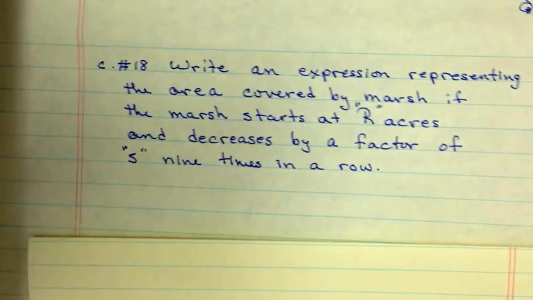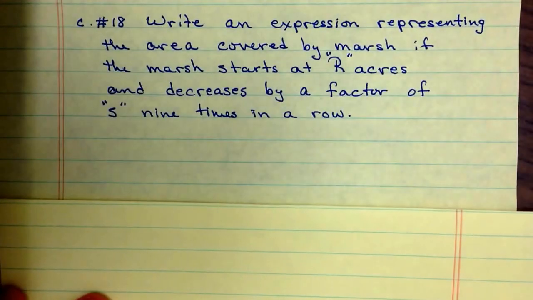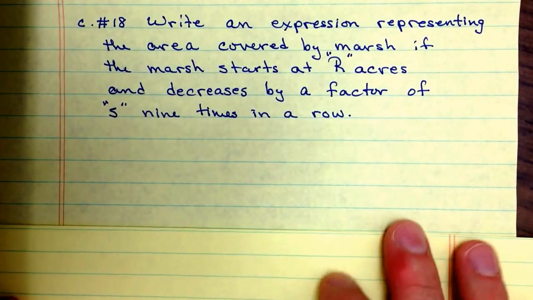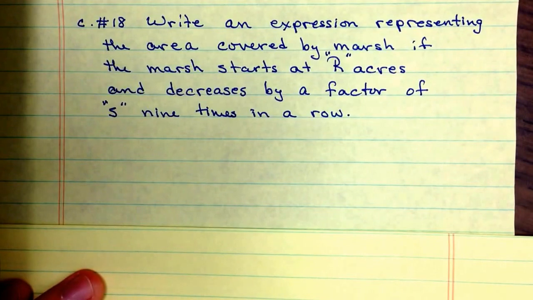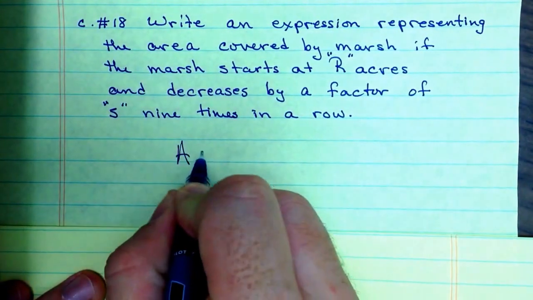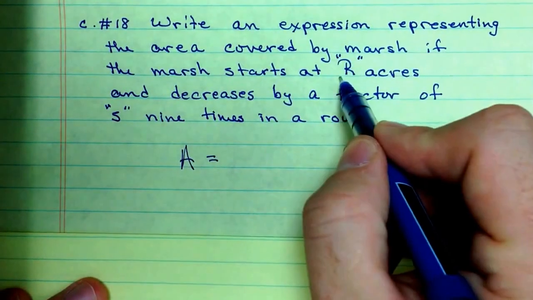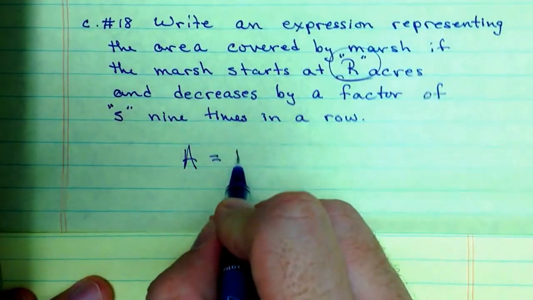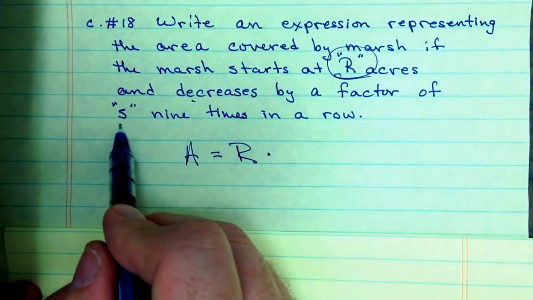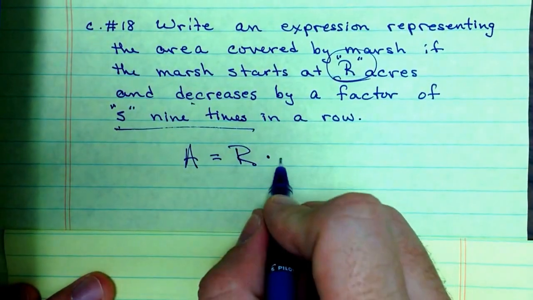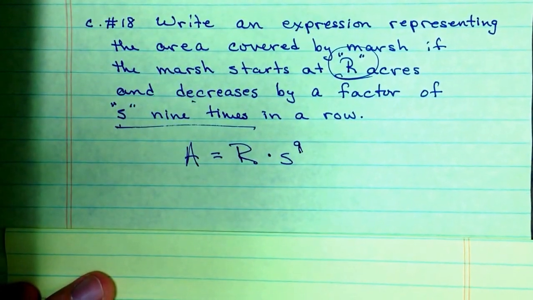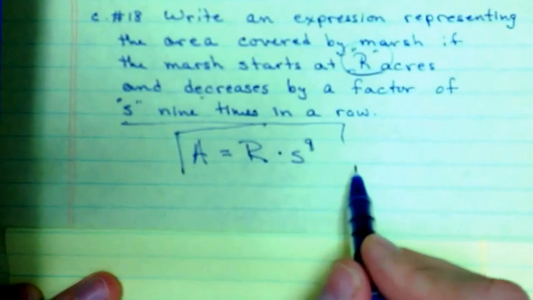How about this one? Little c. Write an expression representing the area covered by marsh if the marsh starts at R acres and decreases by a factor S 9 times in a row. Well, this one's relatively simple. Area, we start at R, so that's our initial value, so R, and then we decrease by a factor of S 9 times in a row, so S to the 9th. And that's it. That's all they want here.